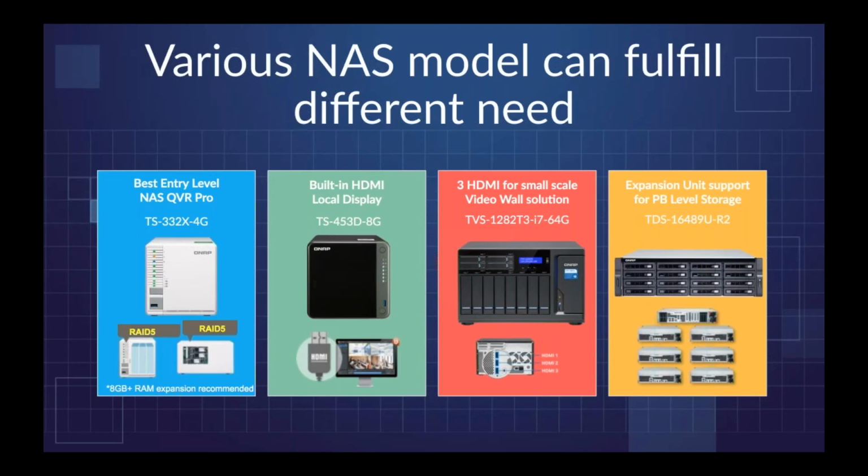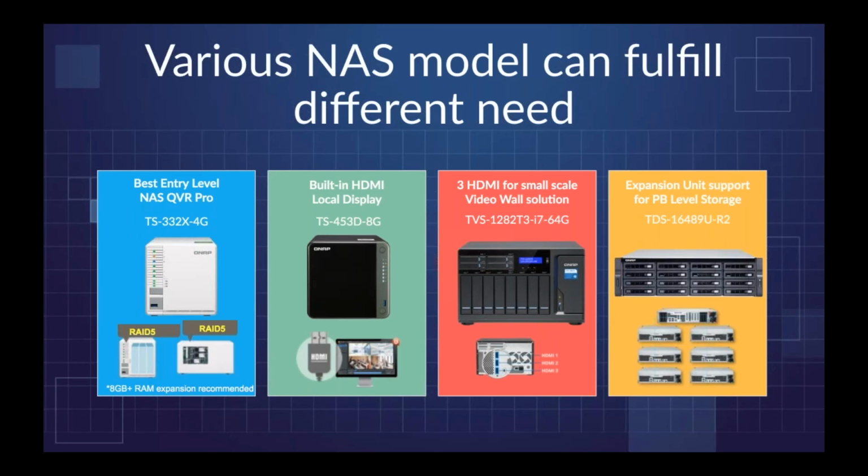Moving on, for something a little more robust, we have the TS-453D, and this has an HDMI port, so you can connect a monitor to it. If you want to run the QVR Pro client directly on this NAS and view directly from it, you can just add the monitor with that HDMI port. Additionally, it has a more powerful processor, a Celeron, so this might be a possibility for something like QVR Face Insight, whereas with the 332X, that would probably not be good enough.